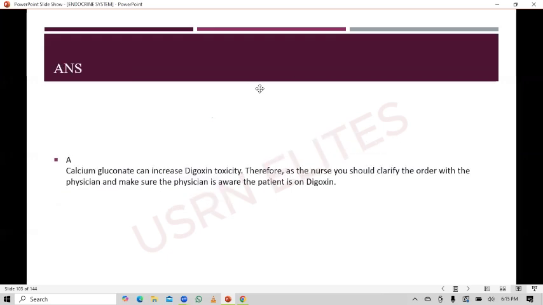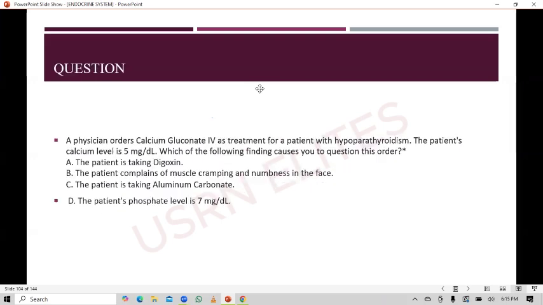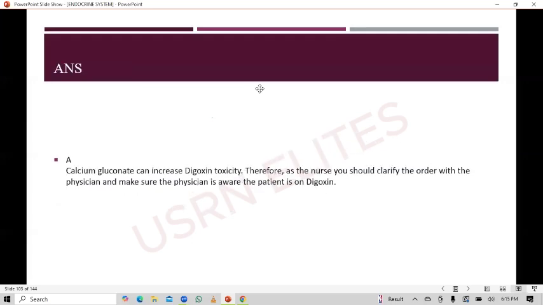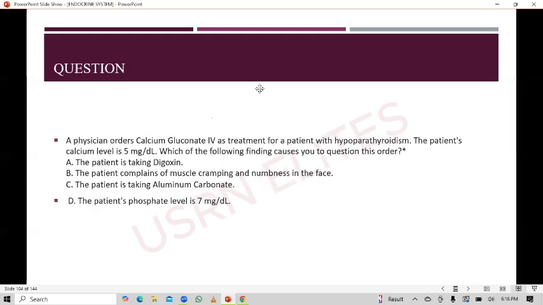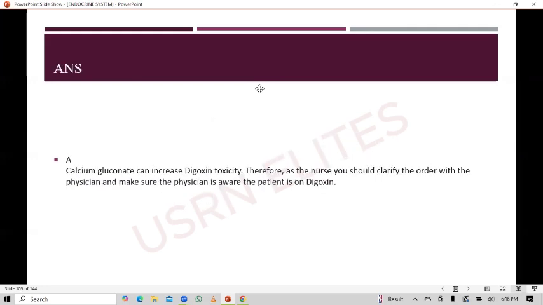C, right? So the answer is A. All right, so let's see the rationale. Calcium gluconate can increase digoxin toxicity. Please let's take note. Anytime a patient is taking digoxin and then you add calcium, the calcium can increase digoxin toxicity. Therefore, as the nurse, you should clarify the order with the physician and make sure the physician is aware the patient is on digoxin. So the answer is digoxin. Let's take notes, please.